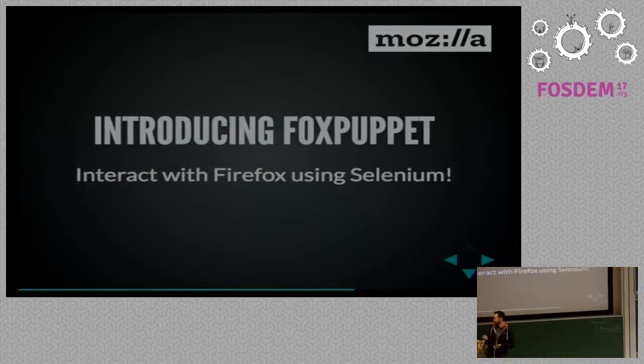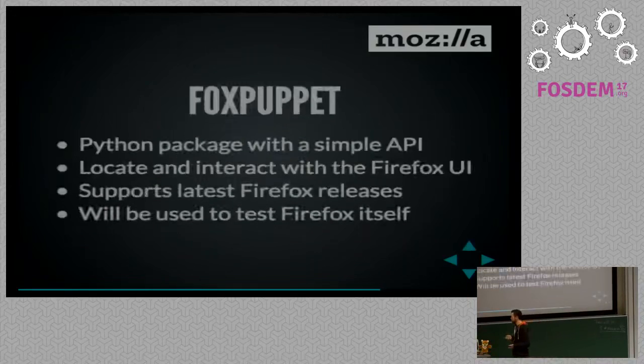So, introducing Fox Puppet. Fox Puppet allows you to interact with Firefox using Selenium, which is kind of what we already said, but here it's actually Firefox itself. Like I said, Marionette can do more than just what Selenium offers. It allows you to switch into the Chrome context and interact with the buttons, the URL bar, etc. And so by extending the WebDriver spec in GeckoDriver, it allows us to do more.